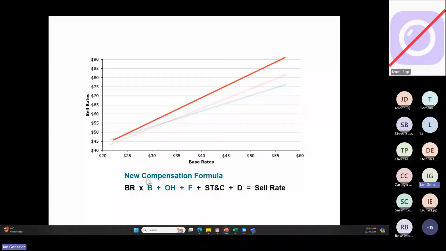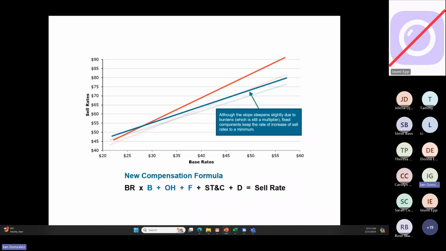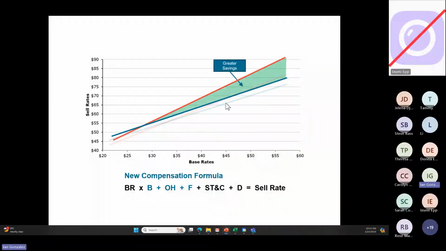But if at the onset you settle for something that's adders instead of multipliers, look what happens when base rates go up. The slope doesn't change. Everything moves up at the same rate. The slope does not change. That's just how math works. So look what happens in the areas of savings and increases. Oops, sorry. The savings area when rates change is much greater than the increases, which are here on the left side.